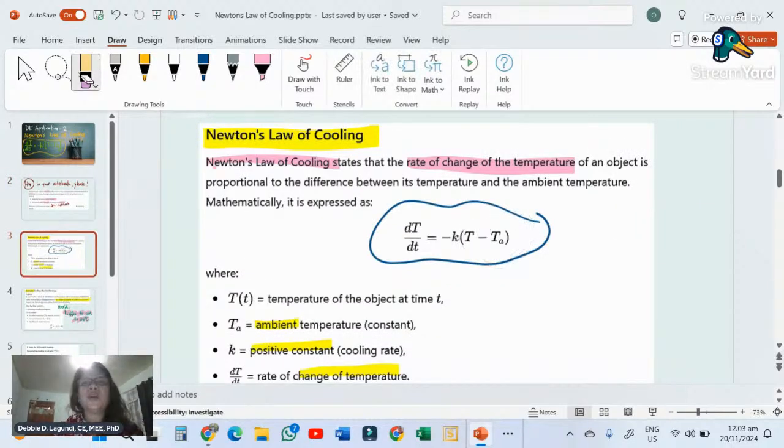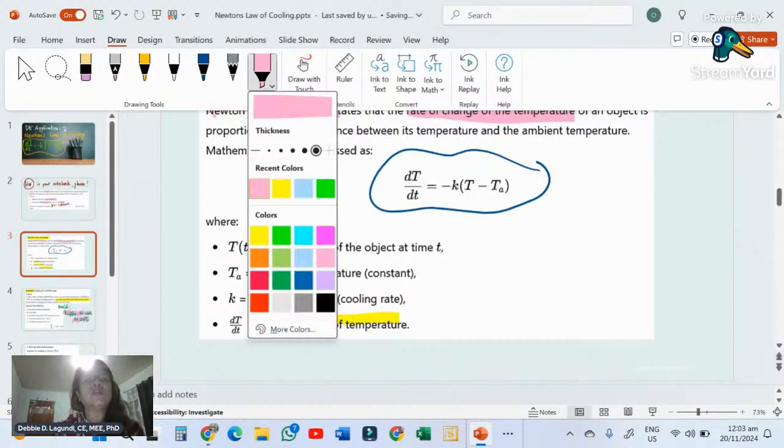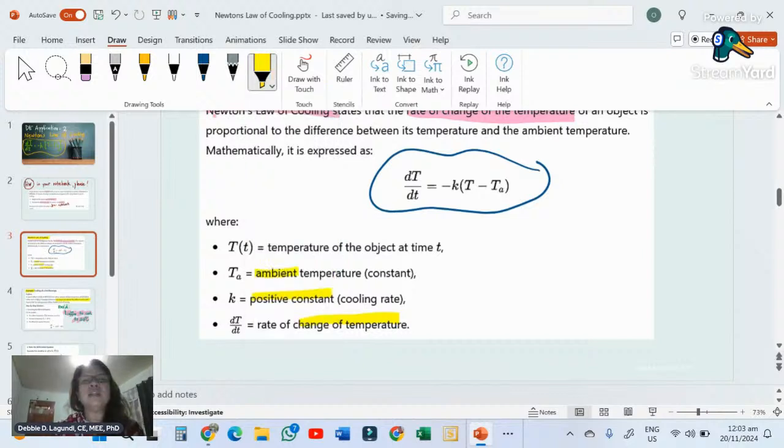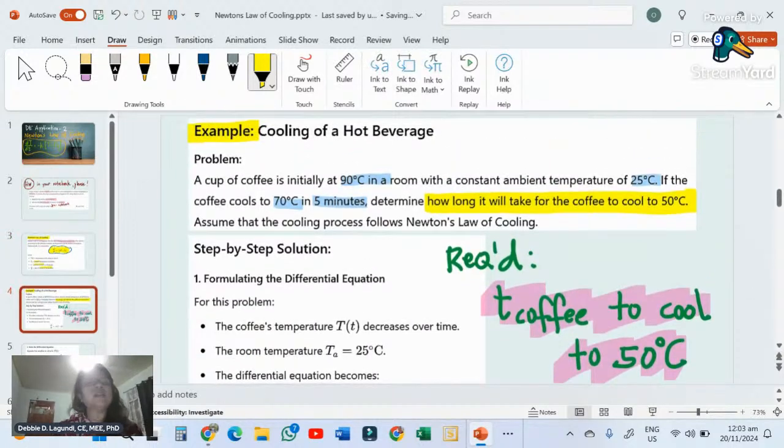So I have already defined the formula of Newton's law of cooling. dT over dt is equal to negative k (T minus T sub A), where T sub A is the temperature around the object. Okay, let's have an example in here.